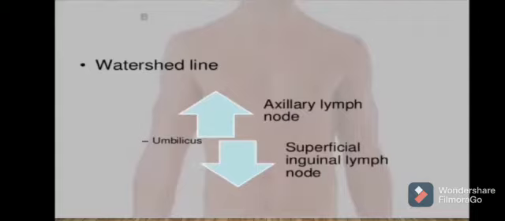Another definition of the watershed line, or the watershed point, is that it is the point where the terminal branches of two main arterial trunks meet, or anastomose. So when we see the blood supply of the abdomen, we will see that it is also the point where the terminal branches or terminal arteries of the arterial trunks anastomose.